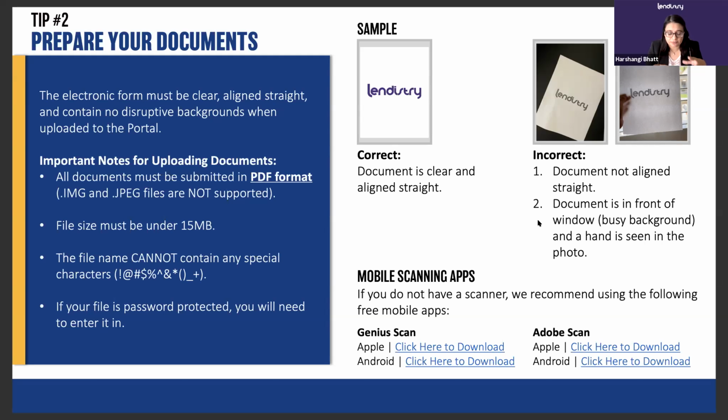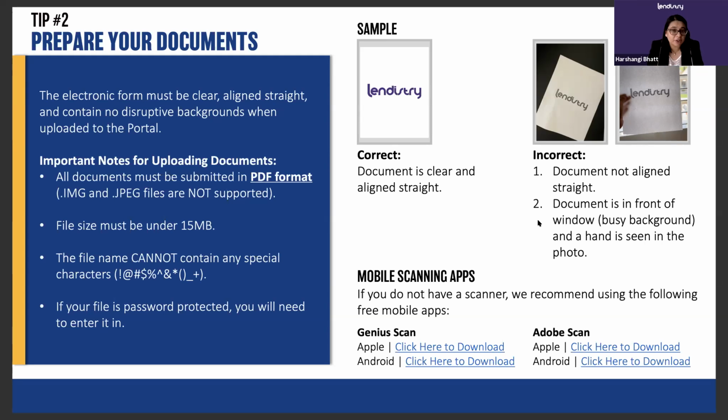So make sure, if possible, you can put the actual name of what the file is, like 2019 tax returns or ID. And if your file is password protected, you will need to actually put in the password for us to actually open that document.